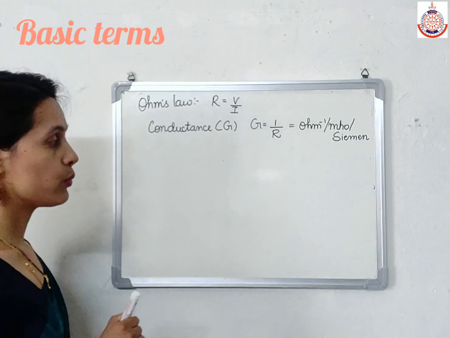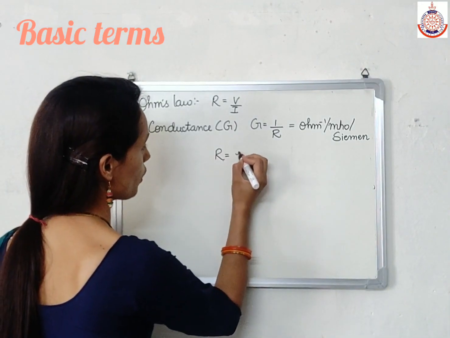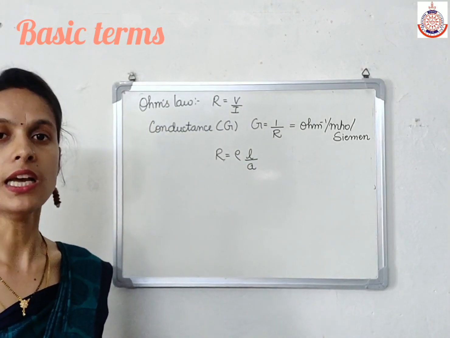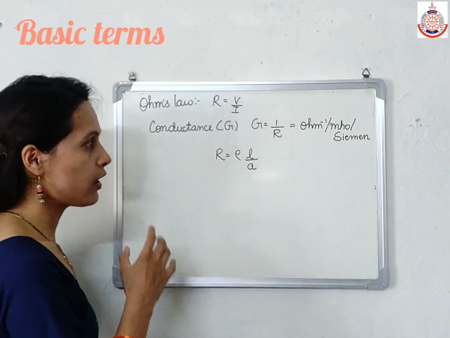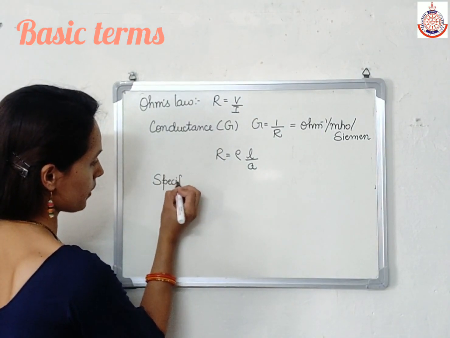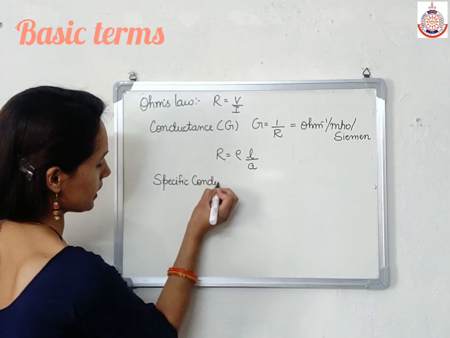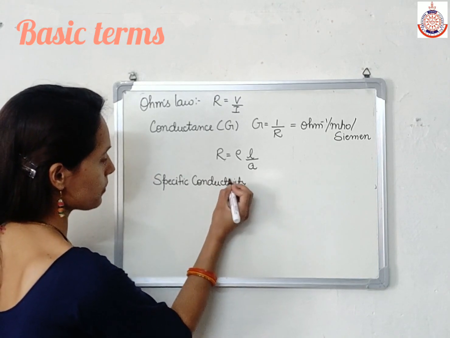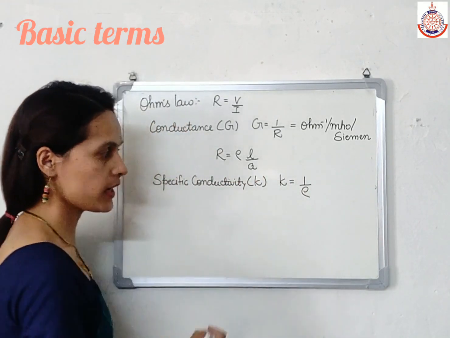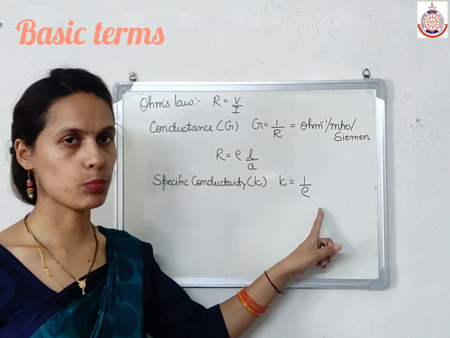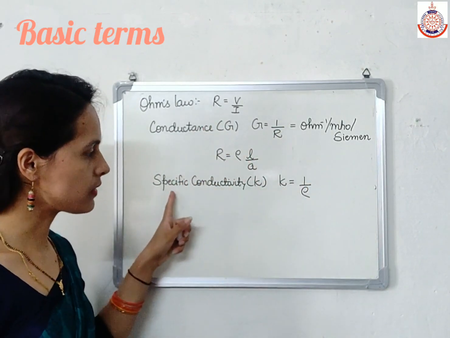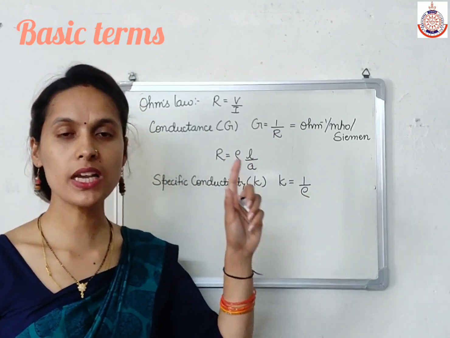In 10th, we have studied one more relationship, that is R equals rho L upon A, where rho is the specific resistivity. So here also we'll introduce a term, that is specific conductivity. It is represented by K, and K is the reciprocal of specific resistivity. Conductance is the reciprocal of resistance. Specific conductivity is the reciprocal of specific resistivity.